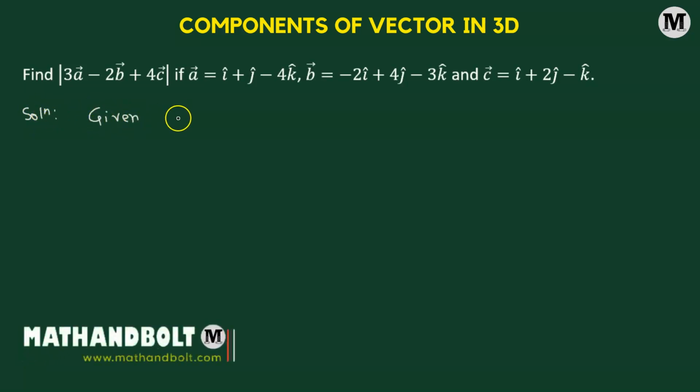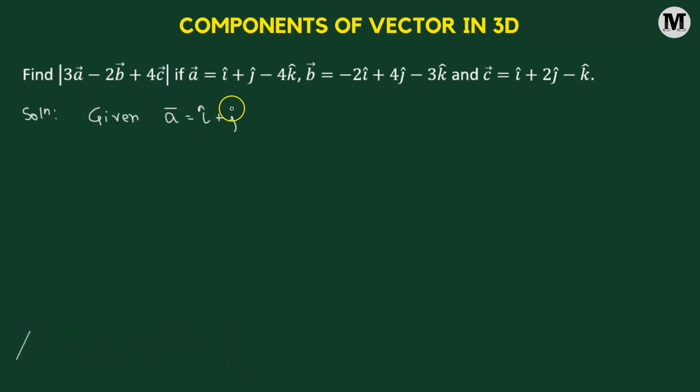So here we have the vector a given by i cap plus j cap minus 4k cap. Then we have the vector b. Vector b is given by negative 2 i cap plus 4 j cap minus 3k cap. And then we have the vector c. Vector c given by i cap plus 2 j cap minus k cap.